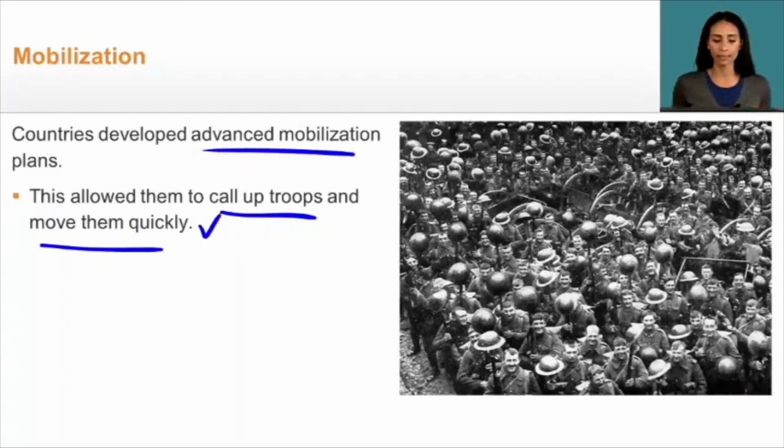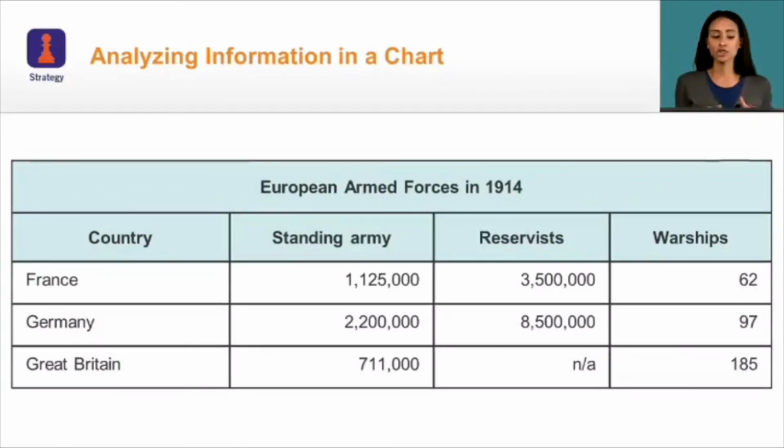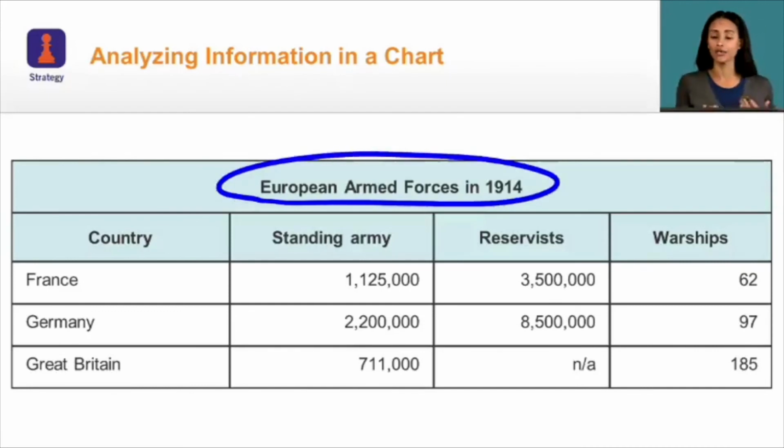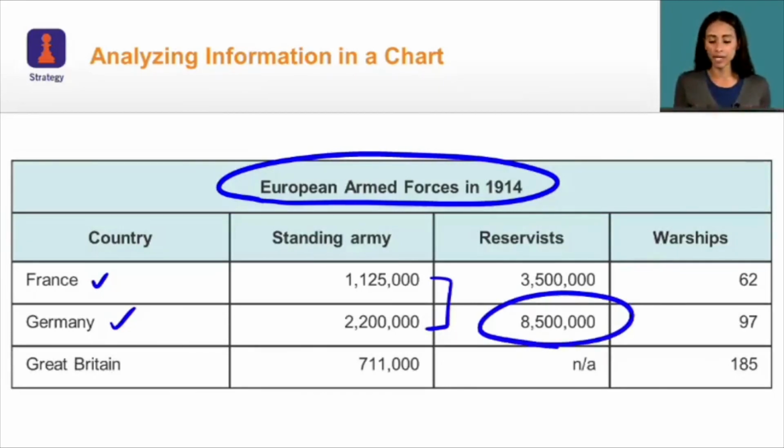And you can see in this chart here showing us some of the European armed forces by 1914, and we can see that both those standing armies and the reserve forces were quite large going into World War I. France and Germany had standing armies in the millions, and Germany had reservists nearing 10 million people. And you can also see kind of the number of warships that each country had developed by this time.